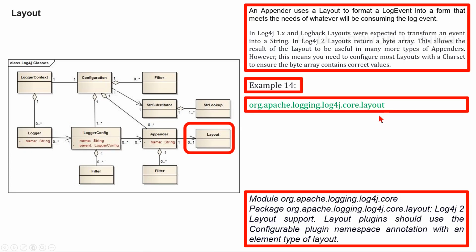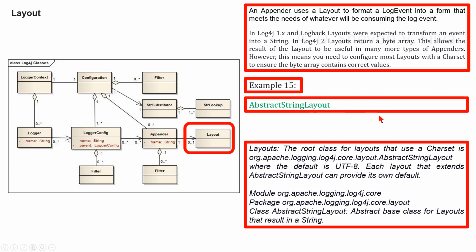Now we are considering the package org.apache.logging.log4j.core.layout in module log4j-core, Log4j 2 layout support. The layout plugins should use the Configurable plugin namespace annotation with an element type of layout. Now we are considering layouts. The root class for layouts that use a charset is org.apache.logging.log4j.core.layout.AbstractStringLayout, where the default is UTF-8. Each layout that extends AbstractStringLayout can provide its own default.